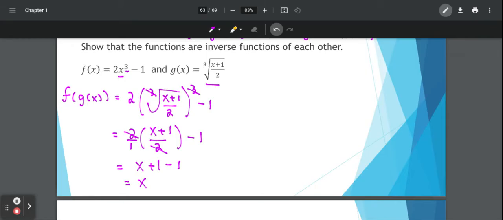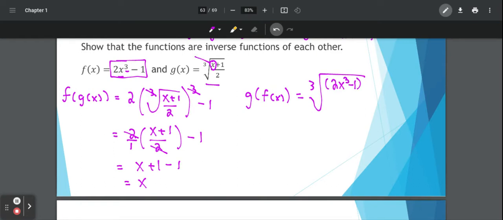So you have the first half, and then we have to do the same thing again, but for g of f of x. So this time we're plugging our f of x function into our x variable. So we have the cube root of 2x cubed minus 1. So that's what we substituted in right there. So then plus 1 over 2.